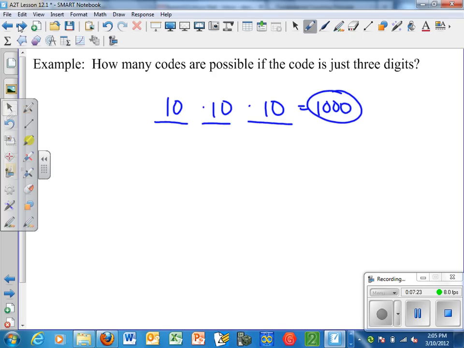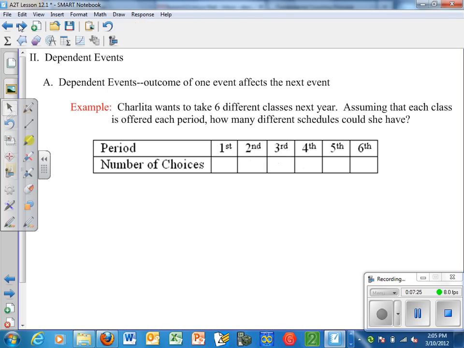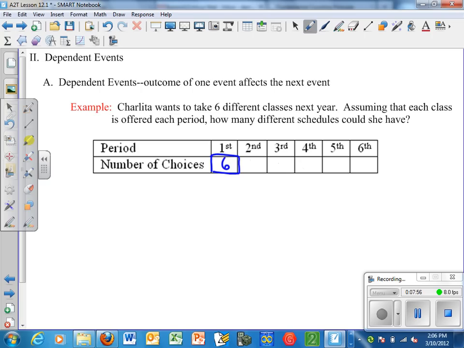Last thing we'll talk about here is dependent events. Dependent events: the outcome of one event affects the next event or future events. So here's an example that deals with that. Charlita wants to take 6 different classes next year, assuming that each class is offered each period. How many different schedules could she have? So she's got to take 6 different classes in 6 different hours or periods. So she's going to take something first hour. How many choices does she have for that first hour class? Well, provided that all the classes were offered all 6 hours, which realistically maybe they wouldn't be, but we're going to pretend that they are here.